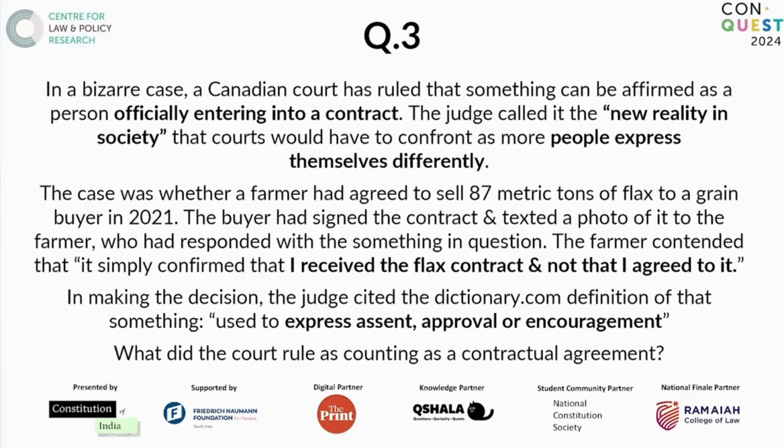Third question. Right. So in a bizarre case, a Canadian court has ruled that something can be affirmed as a person officially entering into a contract. The judge called it the new reality in society that courts would have to confront as more people express themselves differently. The case was whether a farmer had agreed to sell 87 metric tons of flax to a grain buyer in 2021. The buyer had signed the contract and texted a photo to the farmer. The farmer contended that it simply confirmed that I received the flax contract and not that I agreed to it. In making the decision, the judge cited the dictionary.com definition of something, and it said used to express assent, approval, or encouragement. What did the court rule as something that would count as consent as part of a contractual agreement? And with this judgment, it has truly become a precedent to many, many such issues that come up in front of the court.